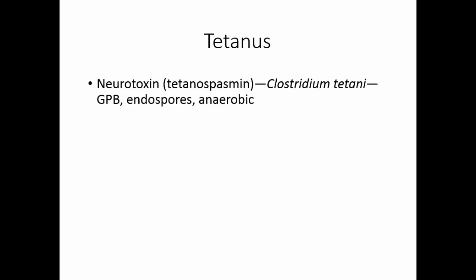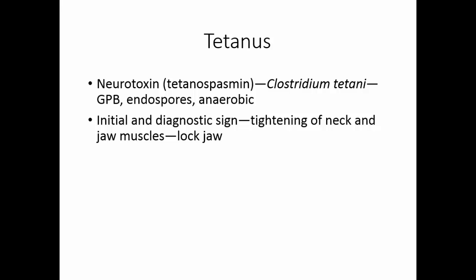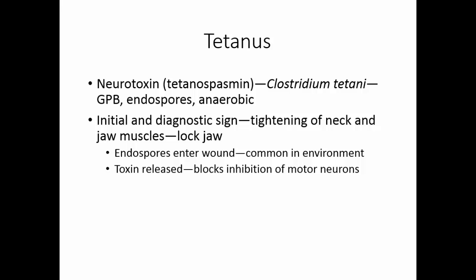Tetanus is also an intoxication. Here the neurotoxin is known as tetanospasmin. This is produced by Clostridium tetani, also a gram-positive bacilli that produces endospores and is anaerobic. The initial and most diagnostic sign of tetanus is the tightening of the neck and jaw muscles, giving rise to its common name of lockjaw. Endospores enter the wound. Again, clostridial spores are very common in the environment. As the organism grows, it releases toxin.